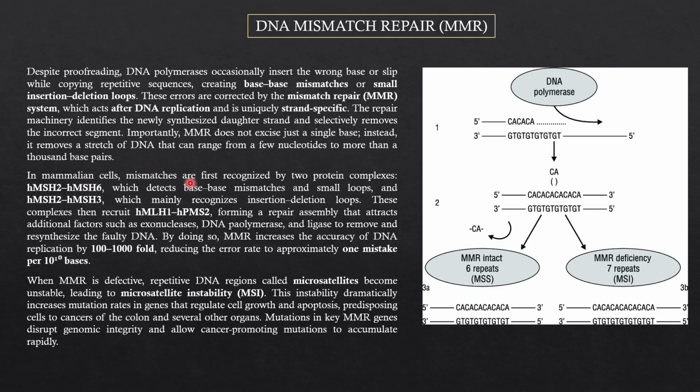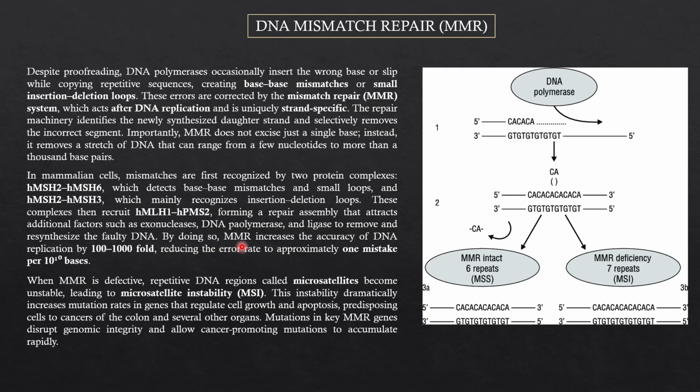In mammalian cells, these mismatches are first recognized by two protein complexes. This is the hMSH2-hMSH6 complex, which detects the base-base mismatch and the small loops, while the other complex, hMSH2 and MSH3, mainly recognizes the insertion deletion loops. These complexes then recruit the hMLH1 and hPMS2 and form a repair assembly that attracts additional factors such as the exonuclease, DNA polymerases, and ligases in order to remove and resynthesize the faulty DNA.